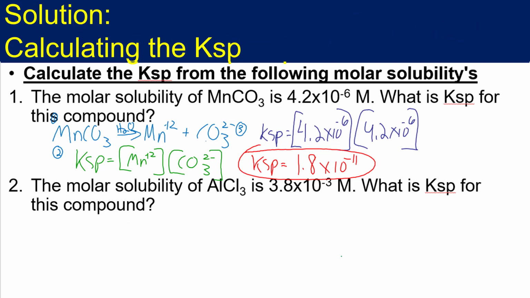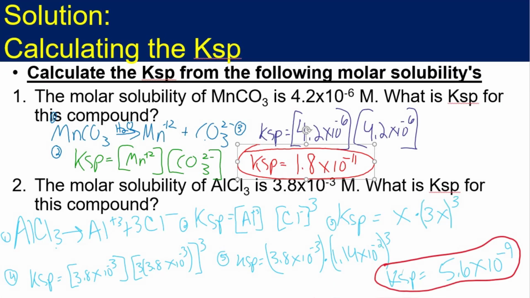Okay, here's our answer for the first one. Pretty straightforward. You'll notice that the magnesium carbonate dissociates in a 1-to-1 ratio. So if we know the concentration of the solution, then you know the concentration of each ion that's in it. In that case, it is 4.2 times 10 to the minus 6 molar. We set up our Ksp and we multiply, getting 1.8 times 10 to the minus 11.